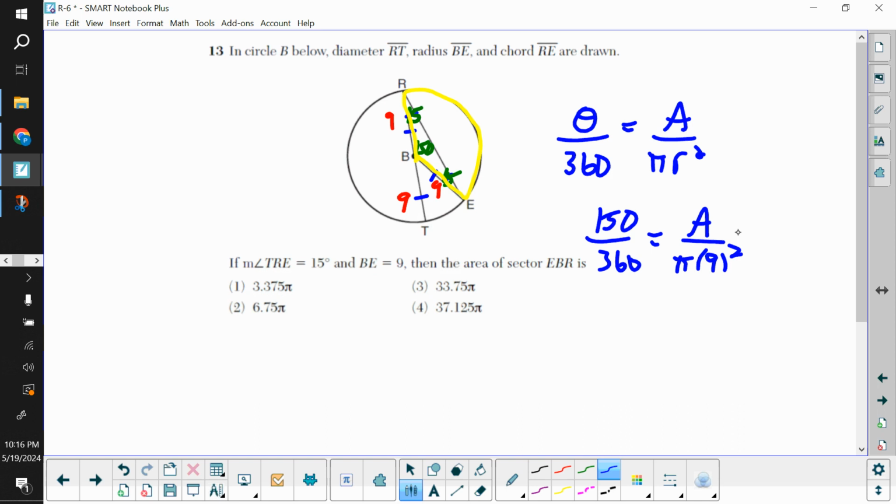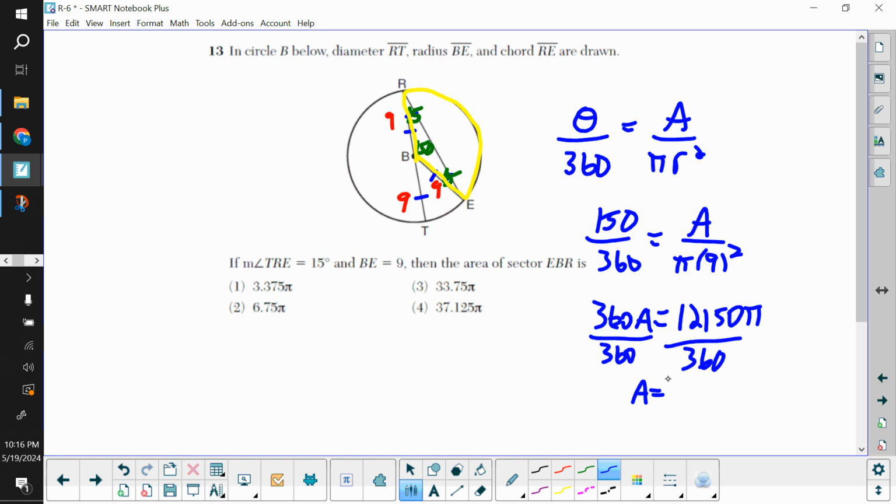So if we cross multiply, we're going to get 360a. And then we'll have 150 times 81 really, because it was 9 squared. So we have 150 pi. And we'll divide by 360 on both sides to get a by itself.